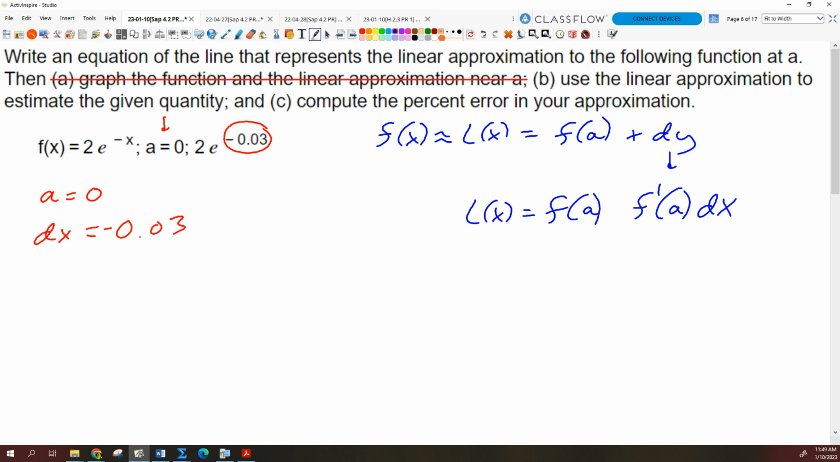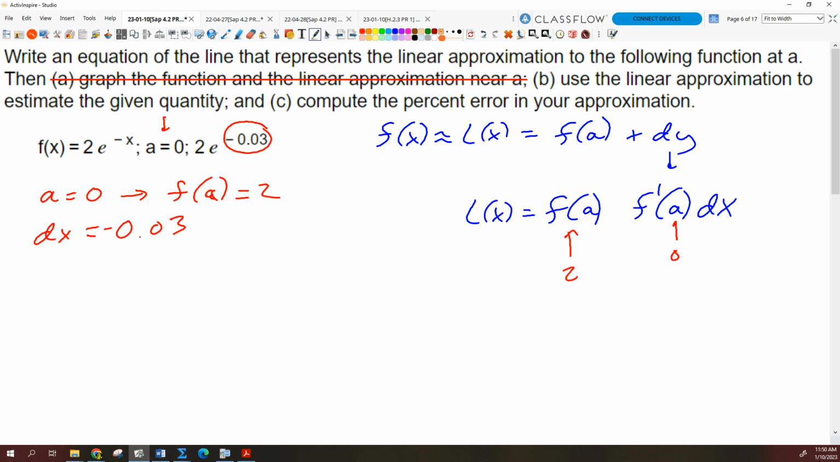Okay, well, let's calculate this stuff. If a is 0, what's f of a? Yeah, right? e to the 0, anything to the 0 is 1, right? So the output, f of a, which is f of 0, is equal to 2. Okay, so we can start plugging some numbers in. f of a is 2. a is 0, right?